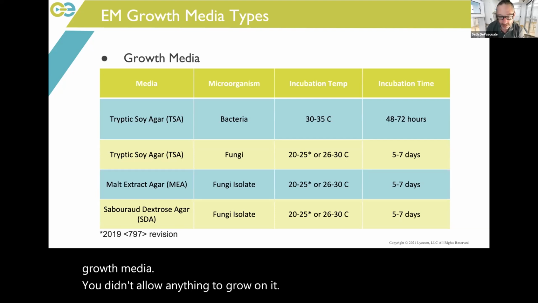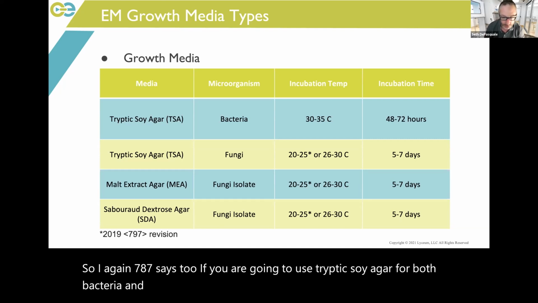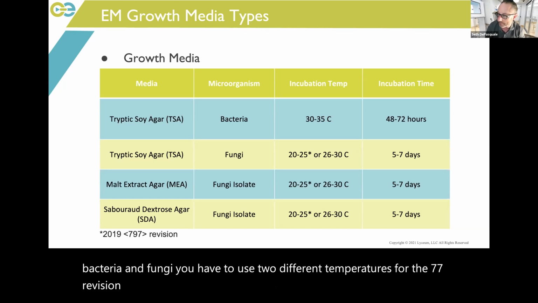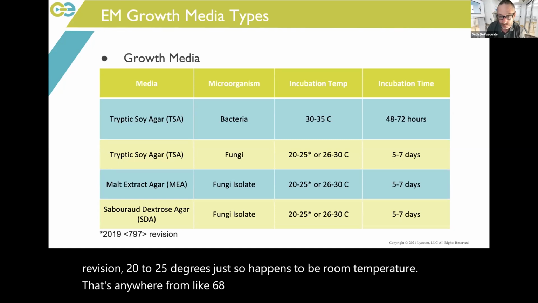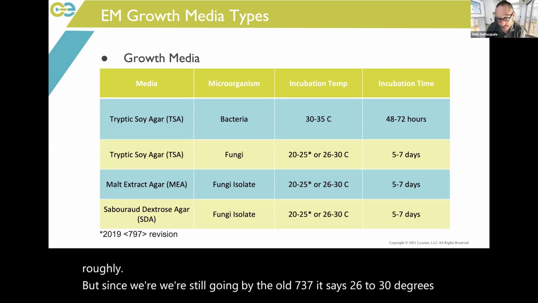So again, 797 says if you are going to use tryptic soy agar for both bacteria and fungi, you have to use 2 different temperatures. For the 797 revision, 20 to 25 degrees just so happens to be room temperature, anywhere from roughly 68 degrees Fahrenheit to 75 degrees Fahrenheit. But since we're still going by the old 797, it says 26 to 30 degrees Celsius. So there you have it.